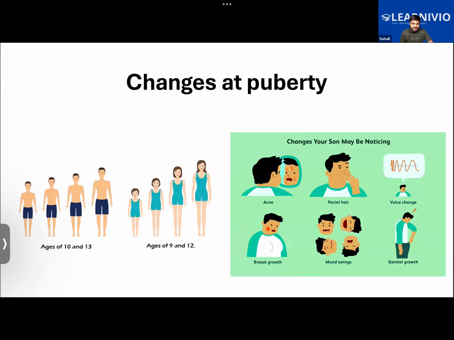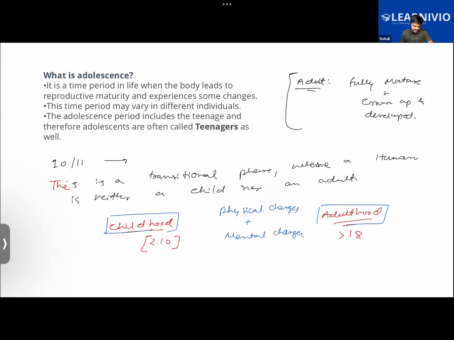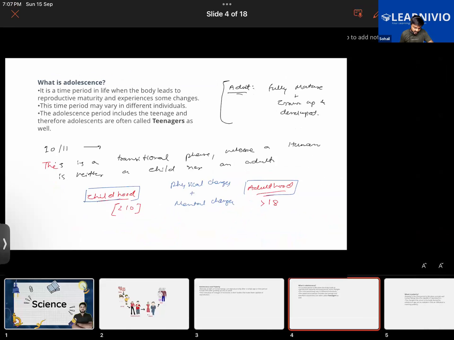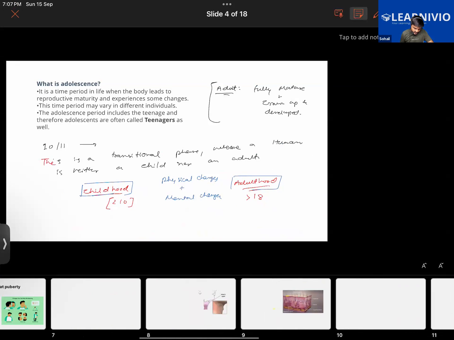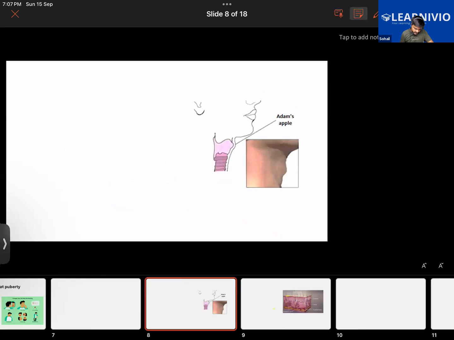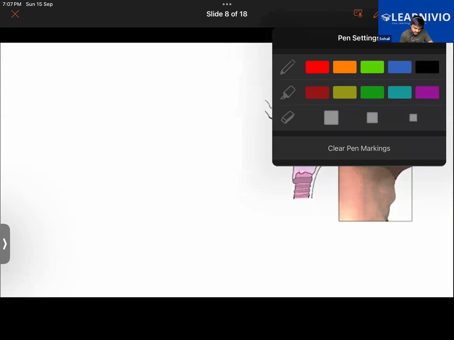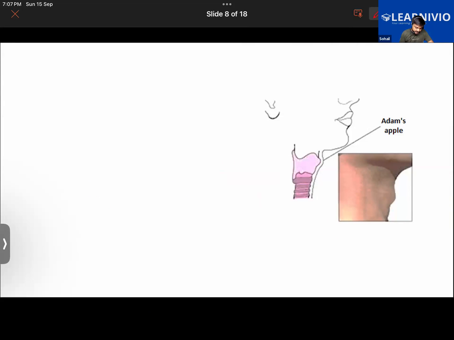Then also when we look at puberty, there are some other changes that we will observe. Basically, in the age of adolescence, so many changes will be taking place in the body, and we are going to discuss each of them one by one. First of all, let us look at two smaller changes, the changes in the body.